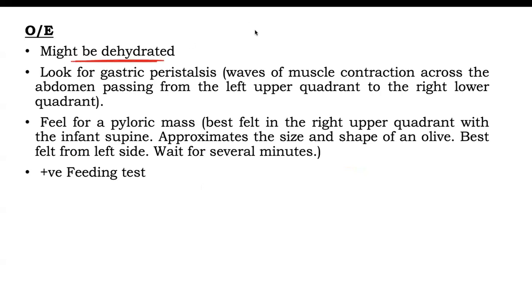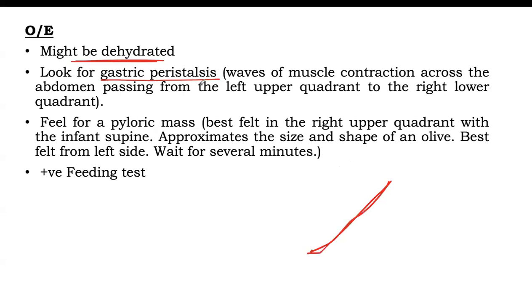On physical examination, you should check if the child is dehydrated, because they usually vomit a lot and can become quite dehydrated. When we do the abdominal examination, we look for any gastric peristalsis. Usually this is a wave of muscle contraction across the abdomen, which passes from the left upper quadrant to the right lower quadrant. So there will be a gastric peristaltic wave like this.